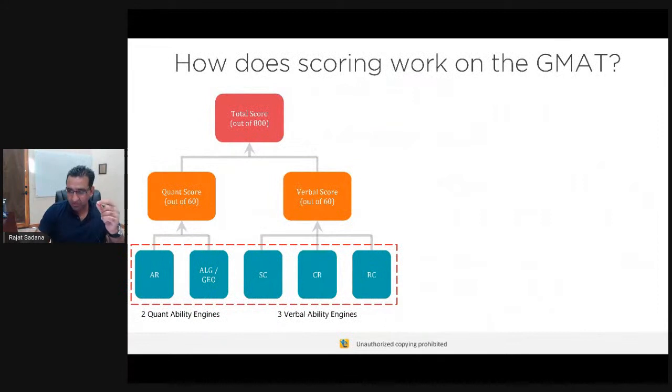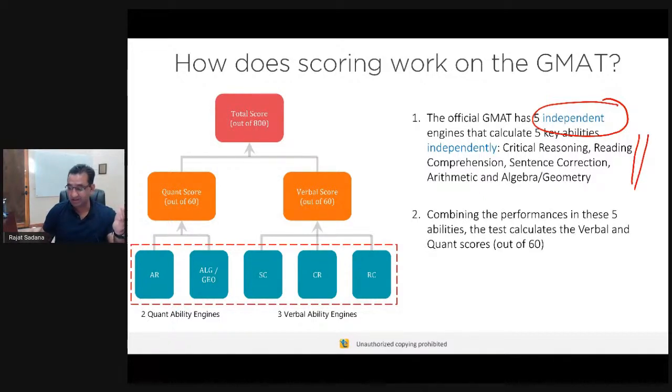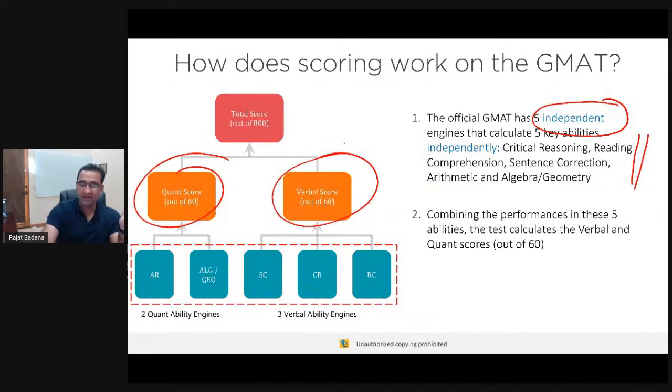Okay. So how does scoring work on the GMAT? You have 5 independent ability engines. This is something that we have determined based on our research, and these engines calculate these key abilities independently, and these are the abilities over here. And the test combines these abilities to calculate these scores out of 60, and then it combines this score to calculate the score out of 800.